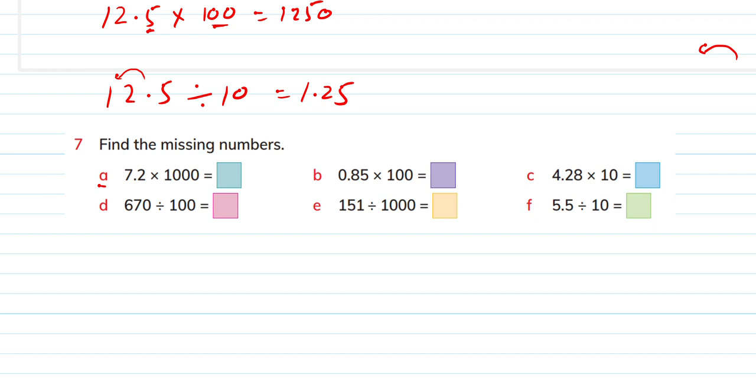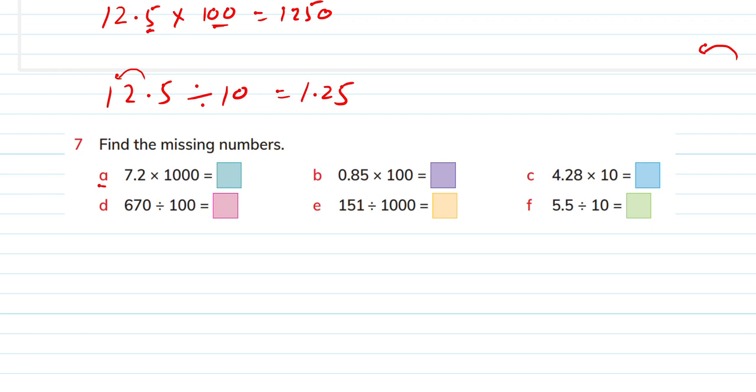Yes, Nazar. Don't tell the answer. I'm asking something else. We are multiplying, it means the decimal should move to the right side. In multiplication, the decimal moves to the right side. Ibrahim, got it or not? Yes. How many digits?